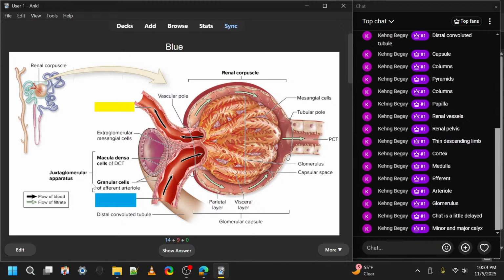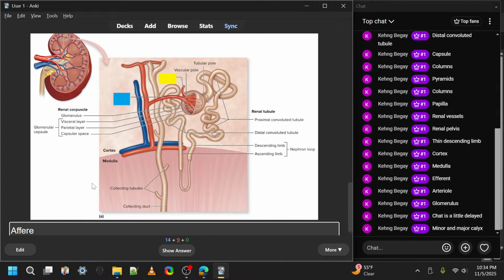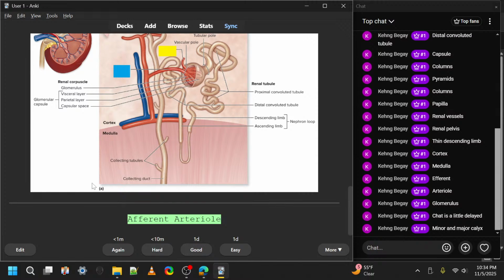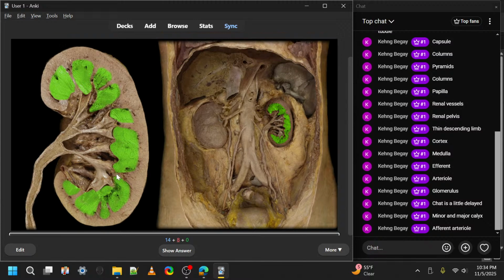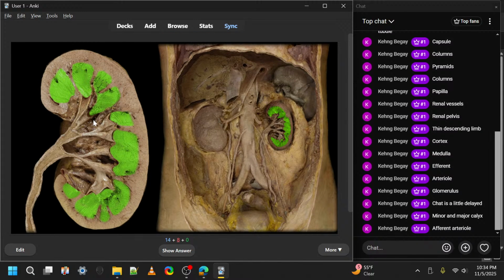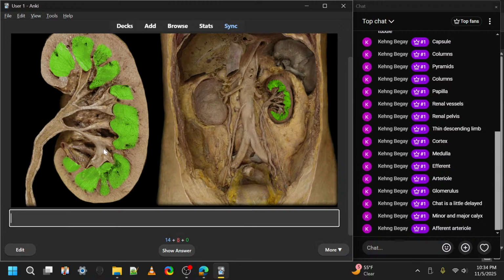Okay, so what is the blue? It's going into the glomerulus. It's the afferent arterial. Yeah, you got that thing. Alright. This is the medulla. Heck yeah.